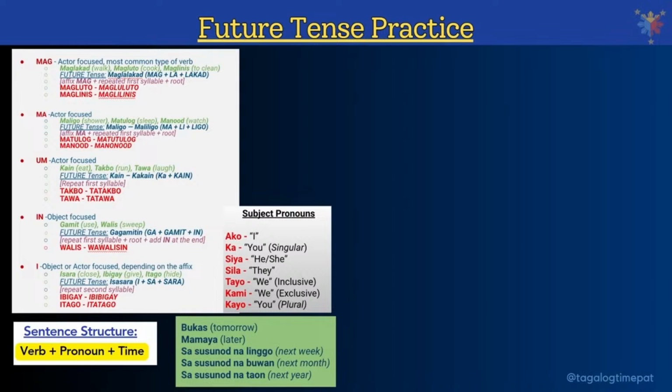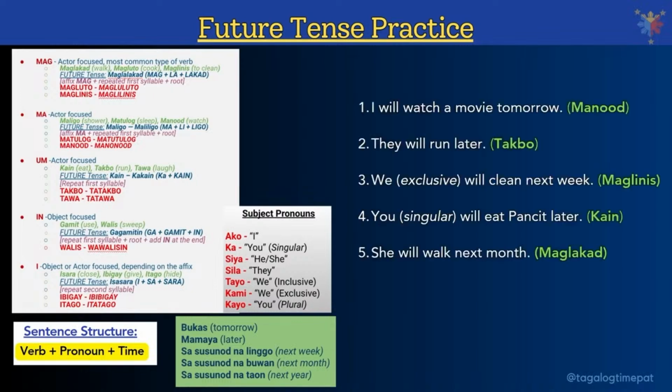So bukas is tomorrow. Mamaya means later. Sa susunod na linggo, next week. Sa susunod na buwan, next month. And sa susunod na taon, next year. Now here are some examples. Let's do the first one together. I will watch a movie tomorrow.